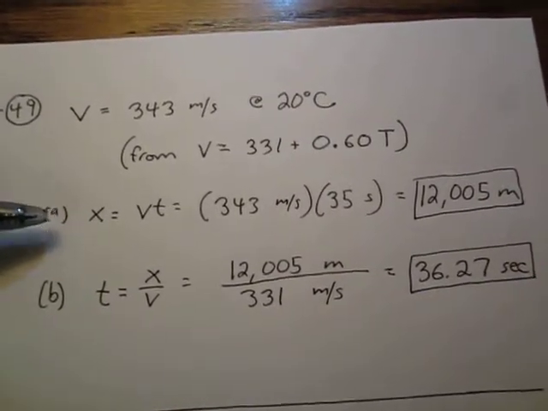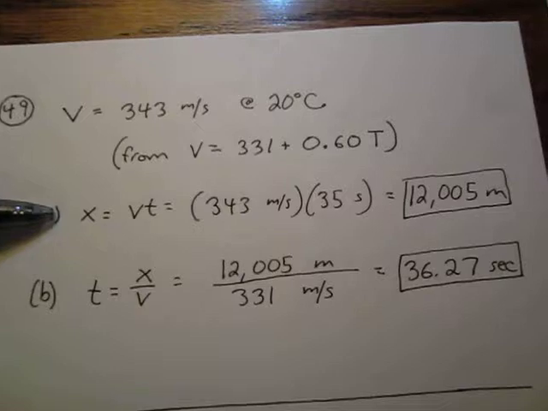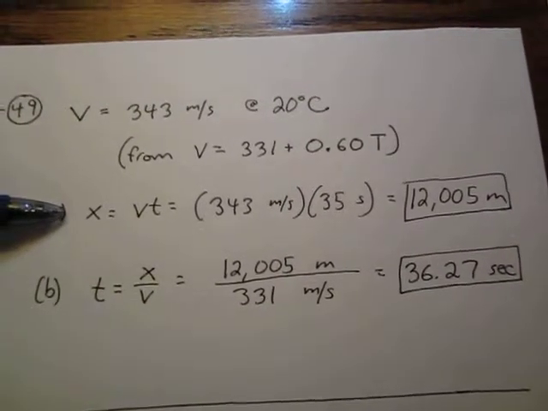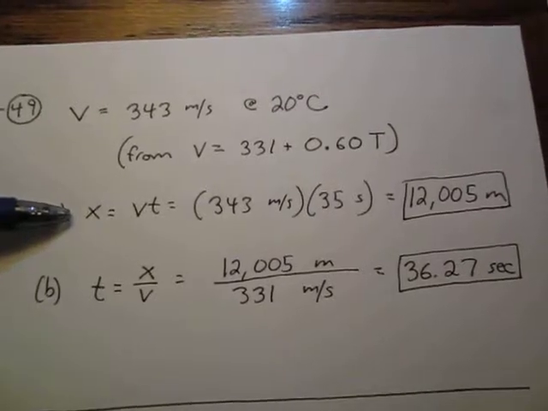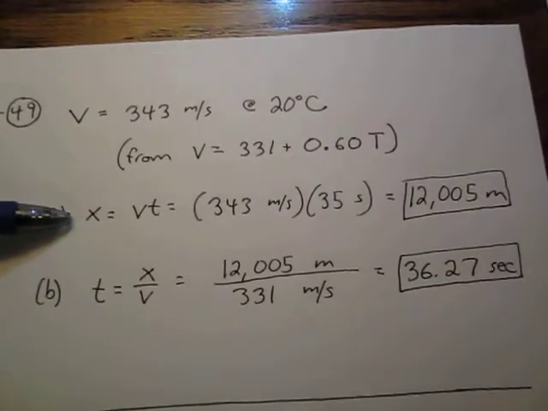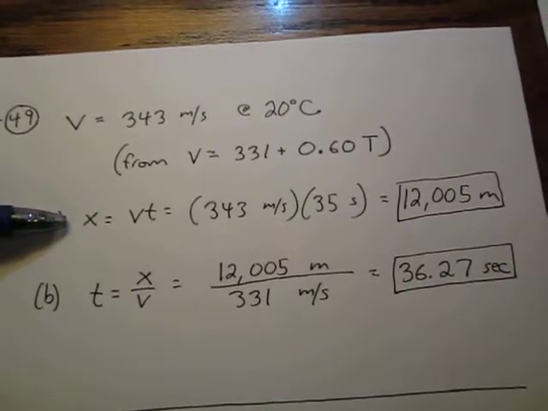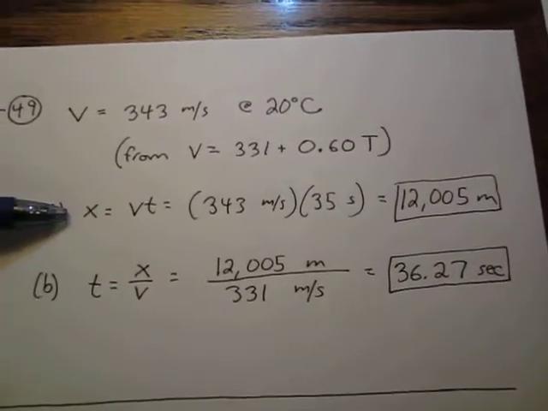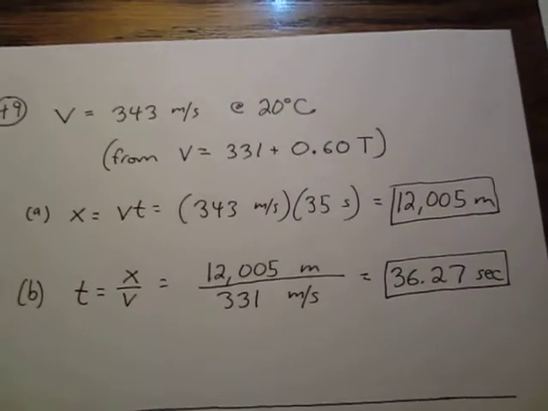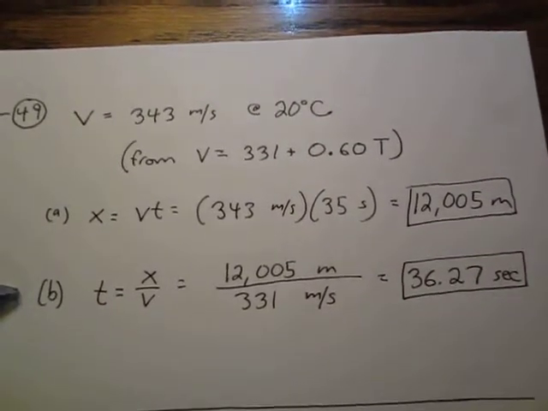From there we can find distance, because distance, x, equals v times t. So 343 meters per second times 35 seconds is 12,005 meters. With significant digits, it'd be appropriate to say 12 kilometers, but we're going to need that exact number, 12,005 meters, for part B. Part B is asking, what if the speed of sound changes?